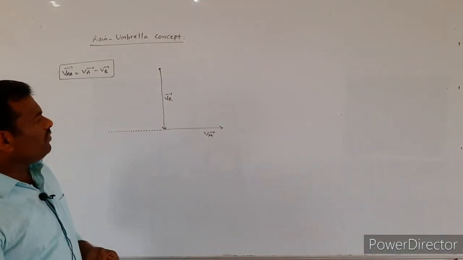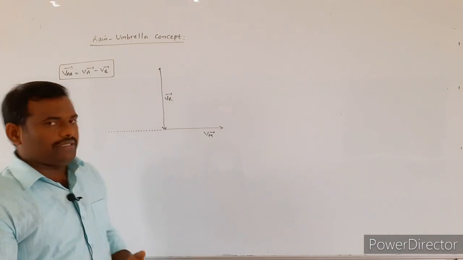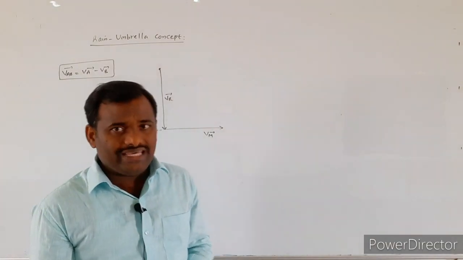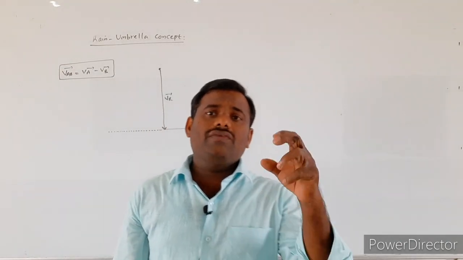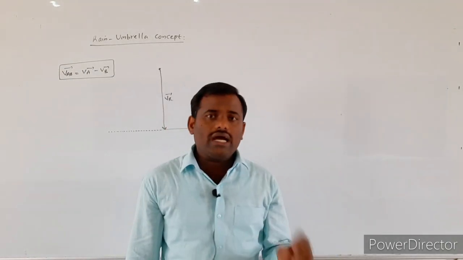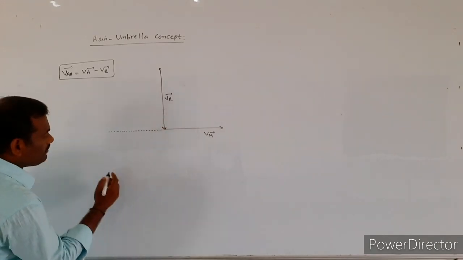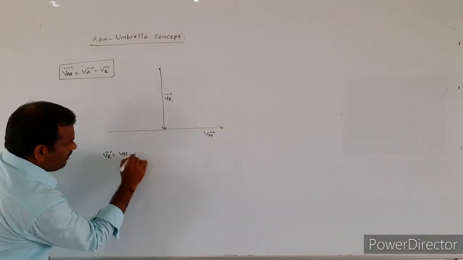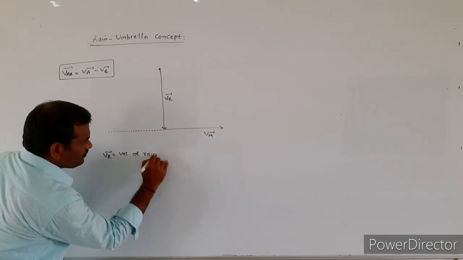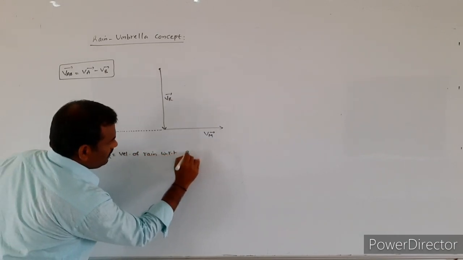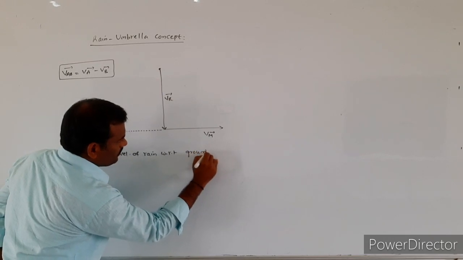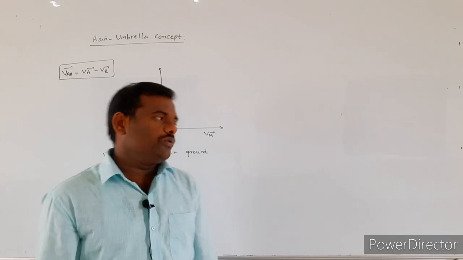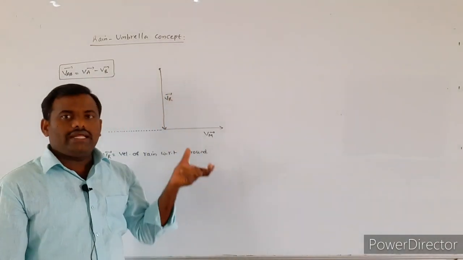So, here we are assuming the rain is falling vertically downwards with respect to the ground. VR bar is indicating the velocity of the rain with respect to the ground, which is falling vertically downwards.